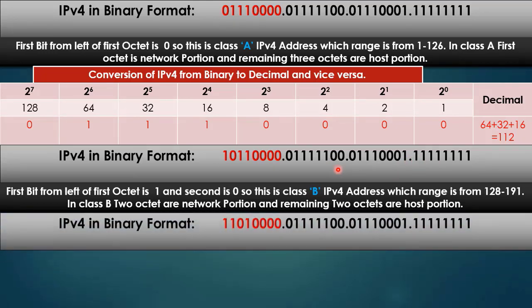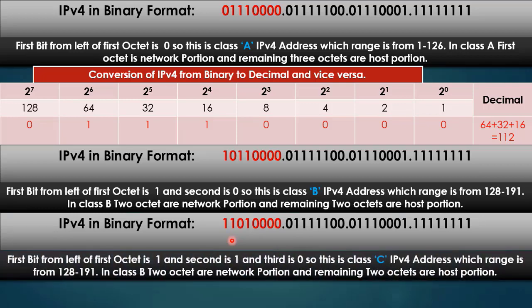Now if the first octet's bits are in this position, that the first 2 are 1 and the third is 0, put your eyes closed and write that you are in class C. And class C range is 192 to 223. In class C, 3 octets are network portion and 1 octet is host portion.